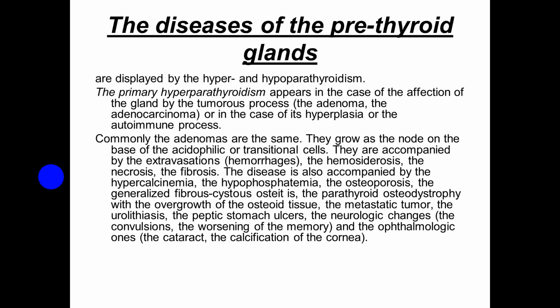The disease is also accompanied by hypercalcemia, hypophosphatemia, osteoporosis, generalized fibrocystic osteitis, parathyroid osteodystrophy with overgrowth of osteoid tissue, metastatic tumor, urolithiasis, peptic stomach ulcer, neurological changes, convulsions, worsening of memory, and ophthalmological ones: cataract and calcification of the cornea.